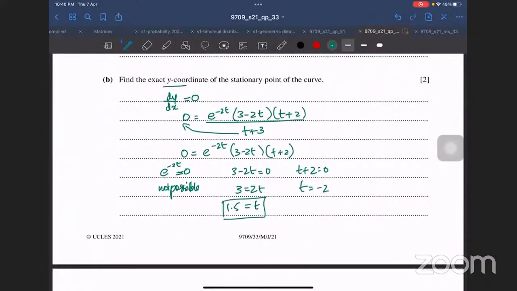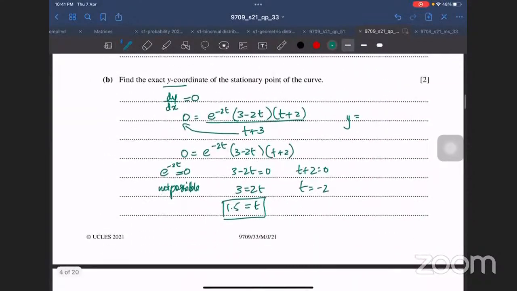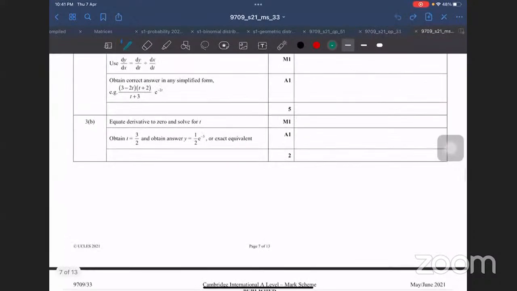I want to find the y coordinate. So putting it into the equation for y, I get (t minus 1) e power minus 2t. So that gives me (1.5 minus 1) e power minus 2 into 1.5. That gives me 0.5 e power minus 3, which is 1 over 2 e power 3. So that's the correct answer.